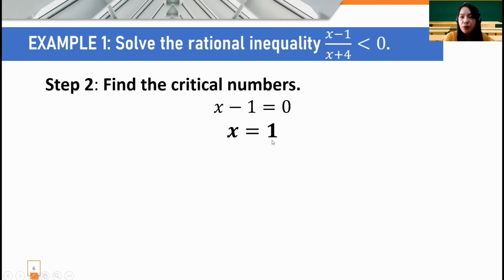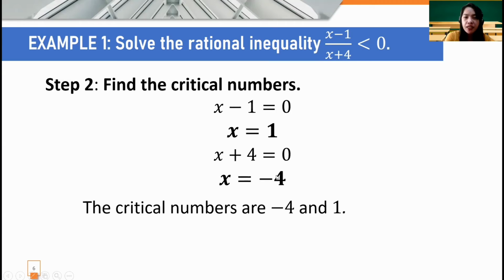In the denominator, we have x plus 4. Equate that to 0 and find the critical number in the denominator by transposing positive 4 to the right side. So that will become x equals negative 4. The critical numbers are negative 4 and positive 1.